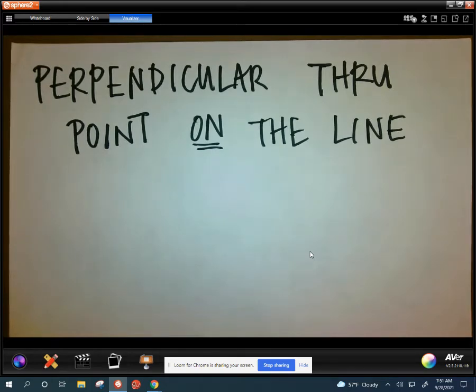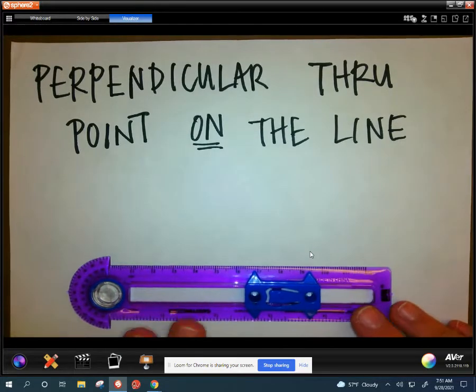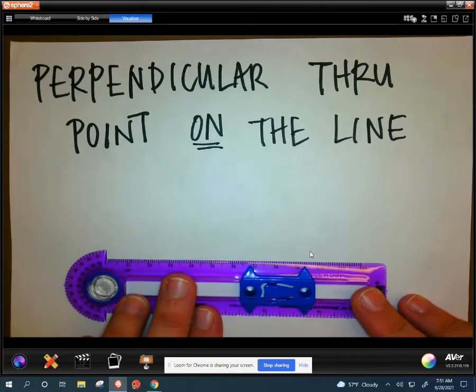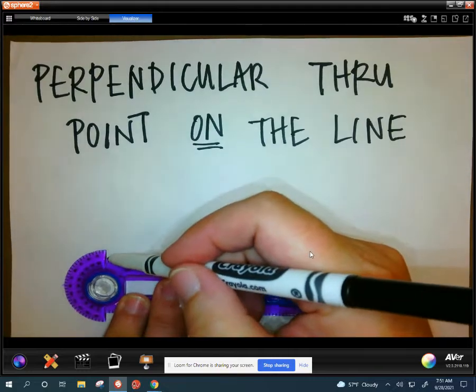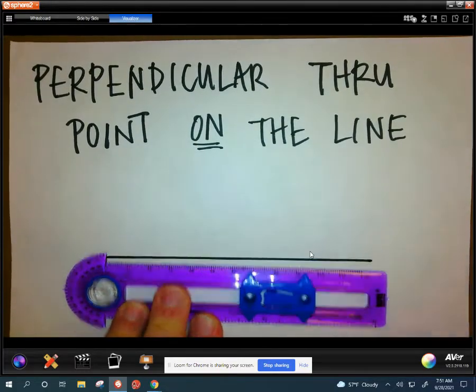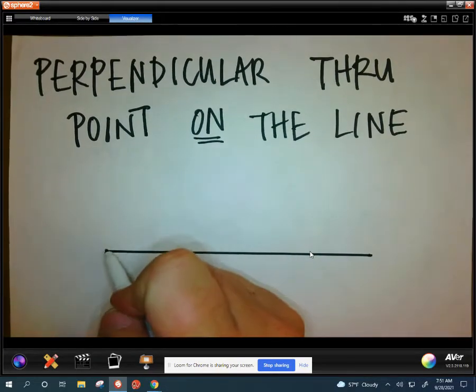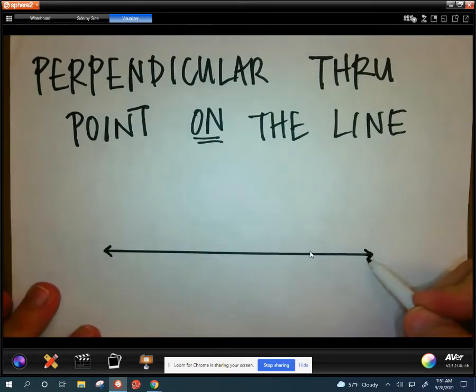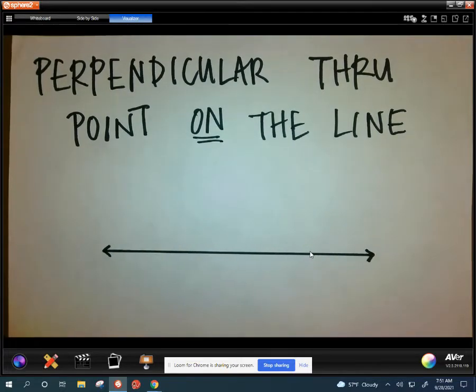All right, perpendicular through a point on the line. So this is when you're given a line, which means there's no endpoints. That's why we can't use the perpendicular bisector. So here we have our line with an infinite number of points. And now I'm going to put a point on that line.